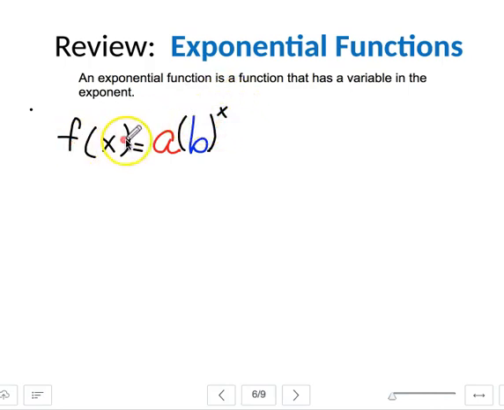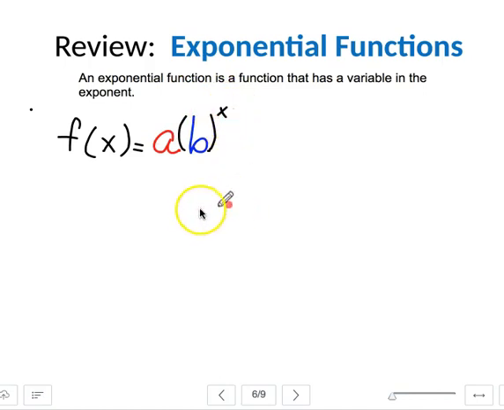So the exponential function looks like this: f of x equals a times b to the x, where a and b are going to represent numbers. So we'll always have numbers instead of a and b. And then again, the exponent is always going to be a variable.